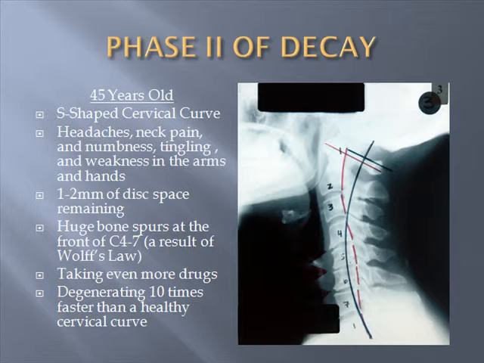So since there's a reversal in the curve, there's an abnormal weight bearing from the head and gravity that's been occurring over the years, and the body will basically perceive that it needs more strength and start adding bone to these areas. And this person is taking even more drugs and degenerating 10 times faster than a healthy cervical curve.